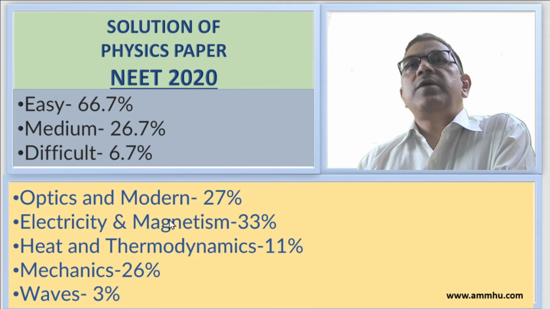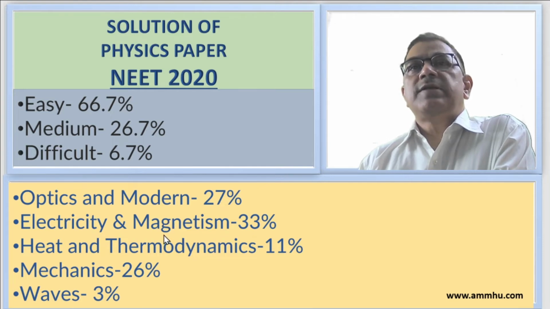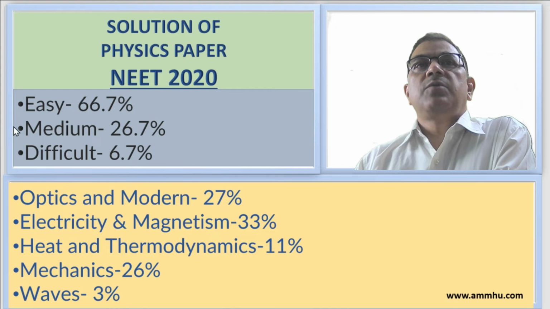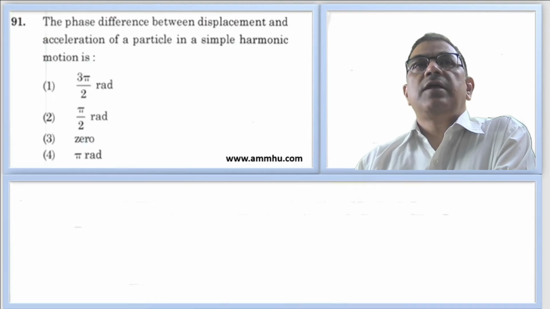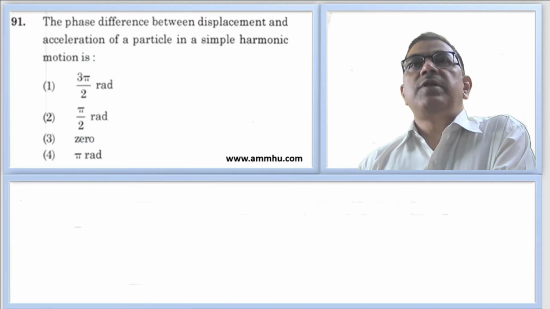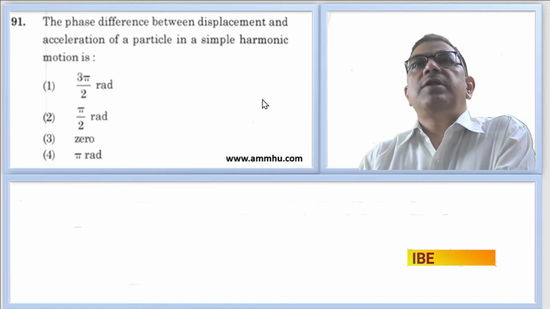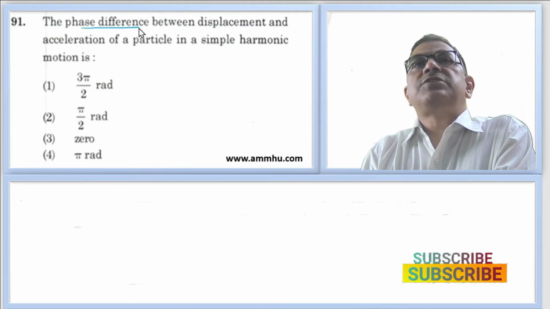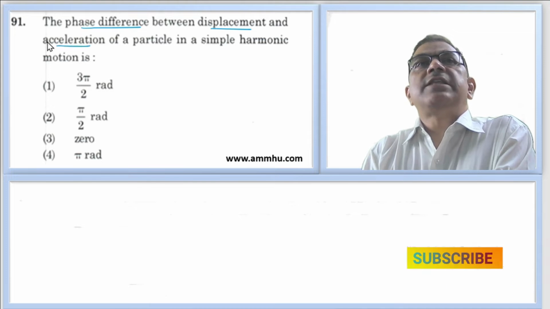Today I am here with the solution of the physics paper NEET 2020. Let's straight away start with the first question. This question is from simple harmonic motion, and we have been asked to find the phase difference between displacement and the acceleration.